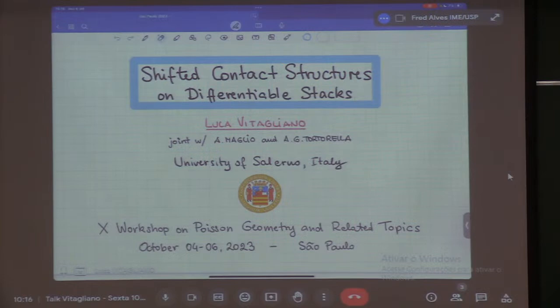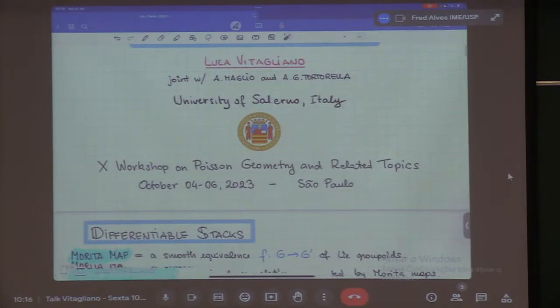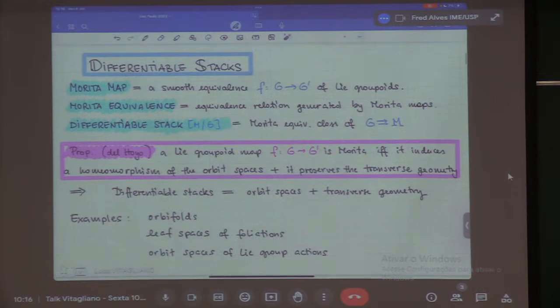Okay, there are two keywords in the title. One is differentiable stacks. The other is contact structures. But I believe most of you know both words. But in any case, I have a small introduction on both just in case. So let's begin with differentiable stacks. Actually, I will assume that you're familiar with Lie groupoids. But if you're not, just stop me and I'll try to explain a little bit better.